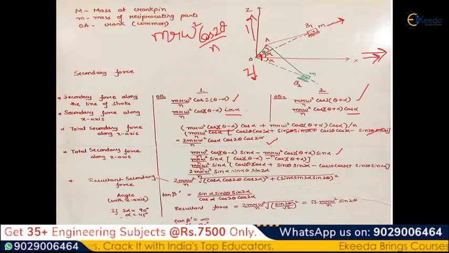Now we take the common factors out, which is mrω²/n, and we expand this trigonometric expansion, which is cos(2θ − α) and cos(2θ + α). These factors being common with opposite signs get cancelled out, and what we are left with is 2mrω²/n sin α sin 2θ sin 2α, right? This is sin 2θ.